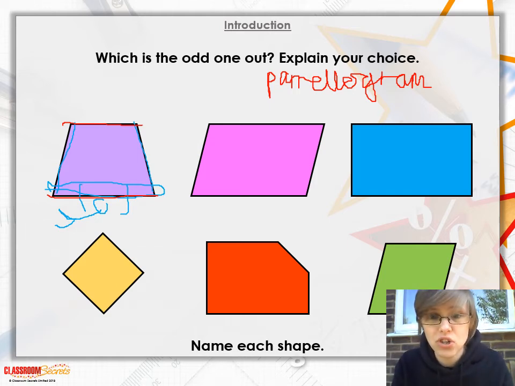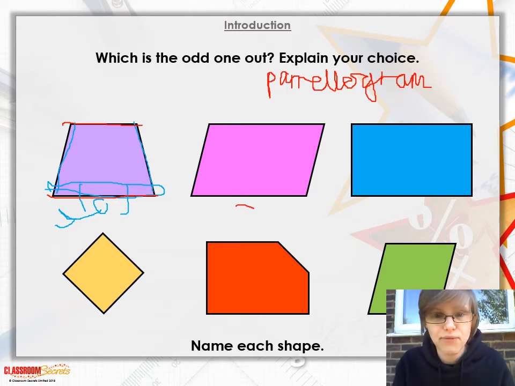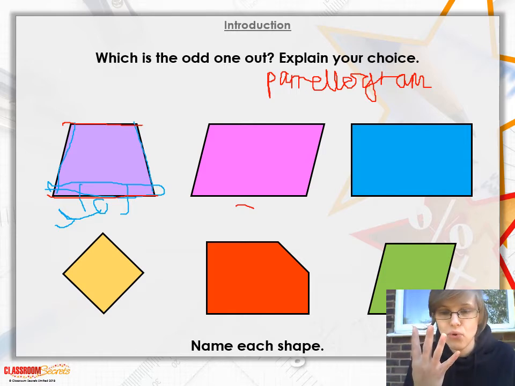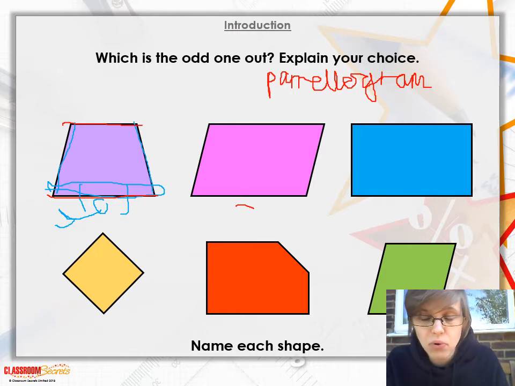Whereas on this second shape here, the lovely pink one, it's got two parallel sides. Again, it's four-sided and it's slightly squished to one side. This is a quadrilateral because it has four sides, as we said before, and none of them are curved sides, all of them are straight, and they are parallel, so it's a quadrilateral.